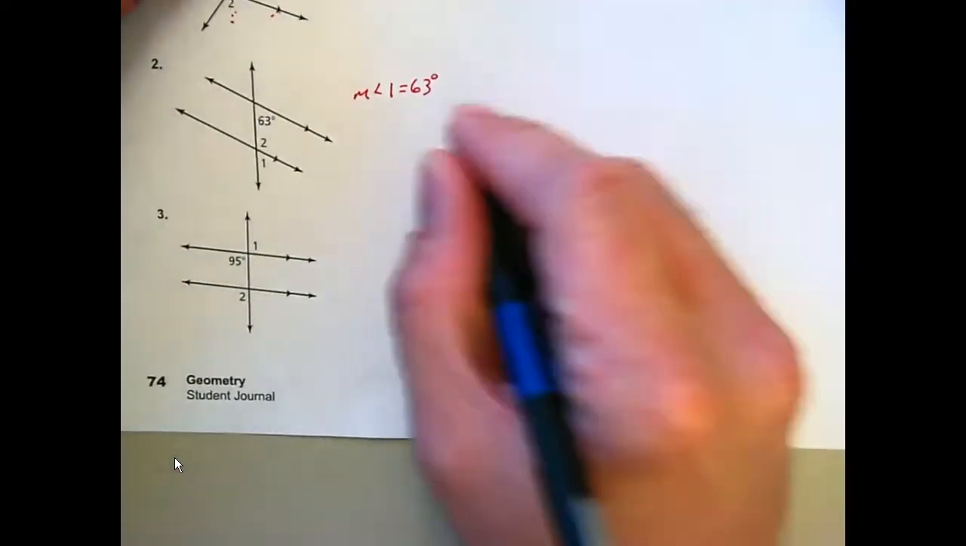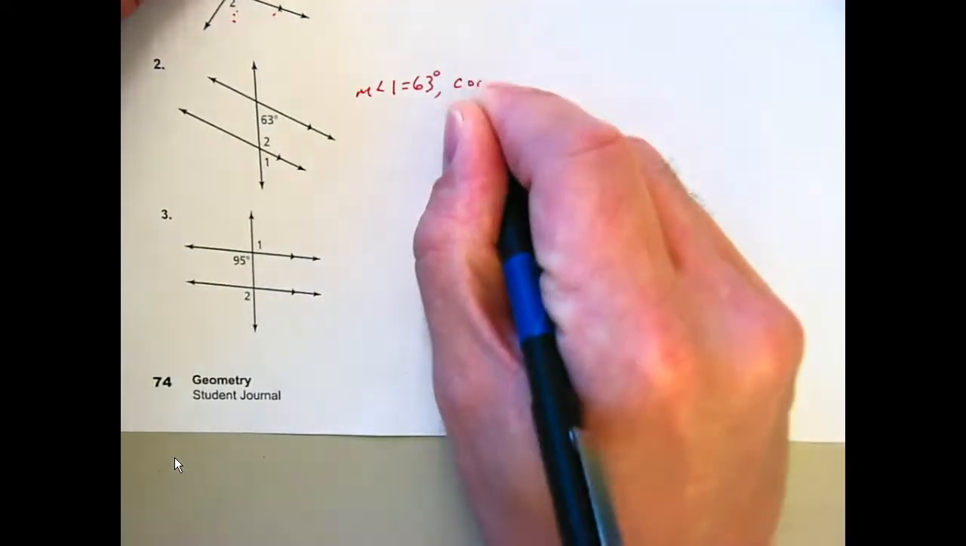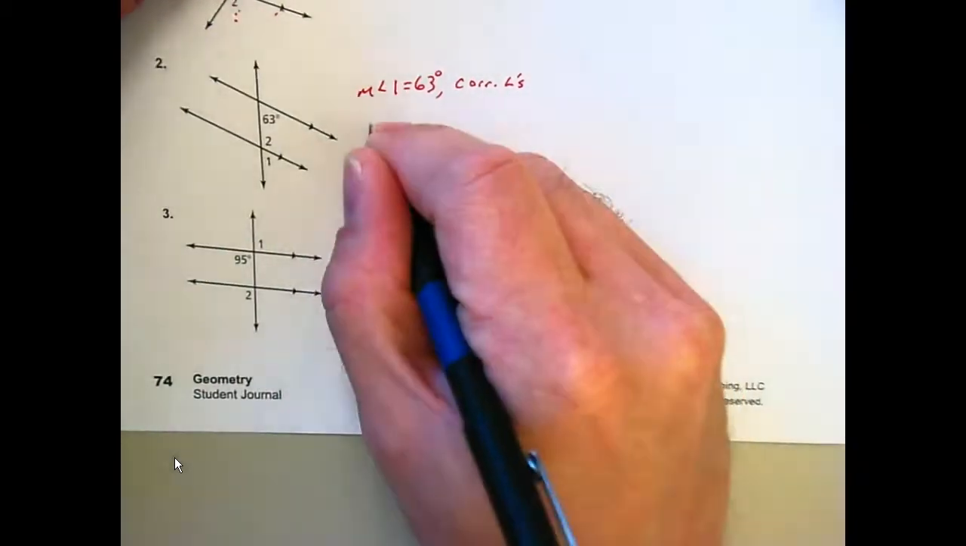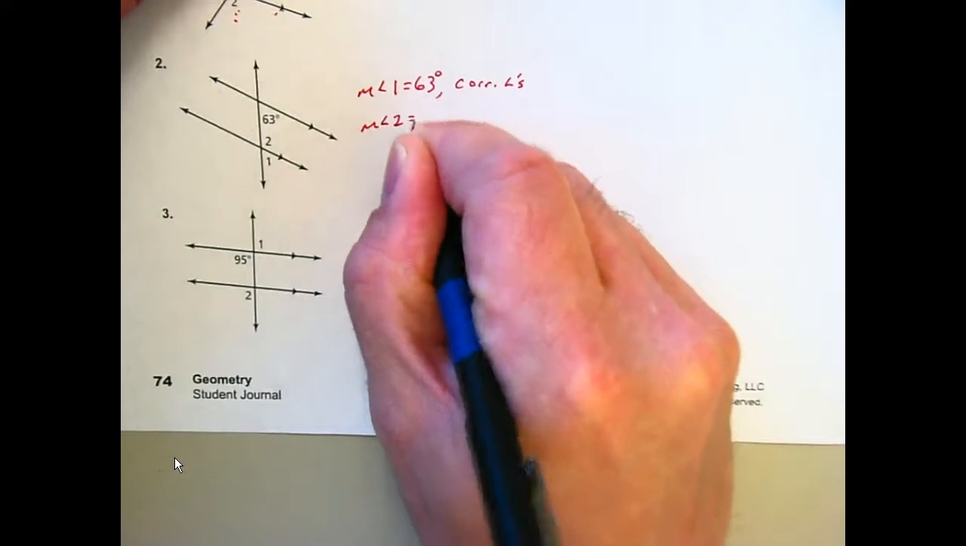Hunter. Corresponding angles theorem. Okay. Angle 1 is congruent to 63. And then the measure of angle 2.